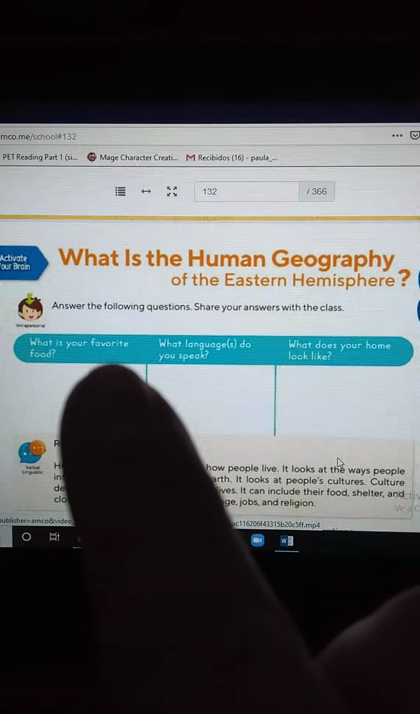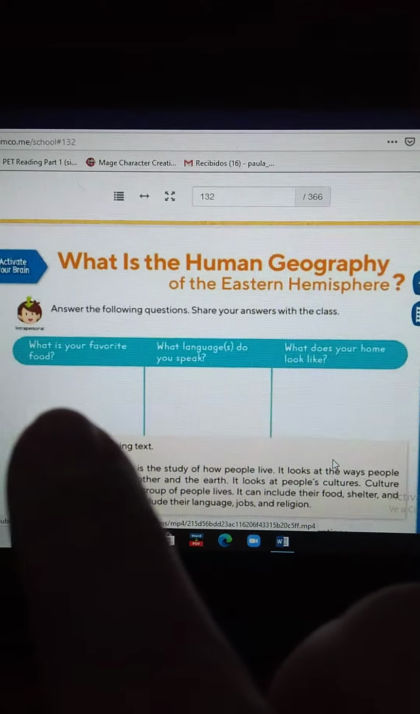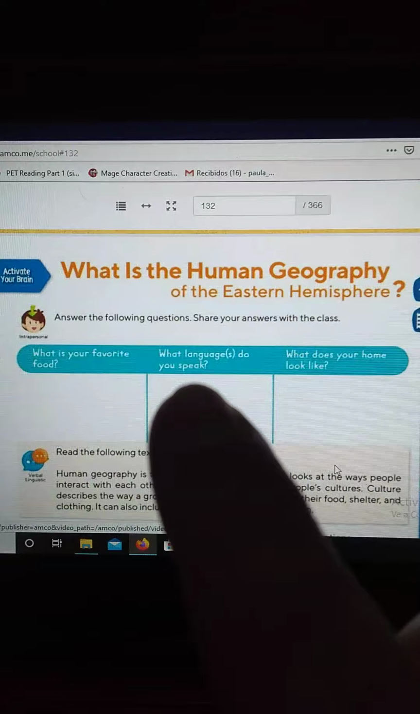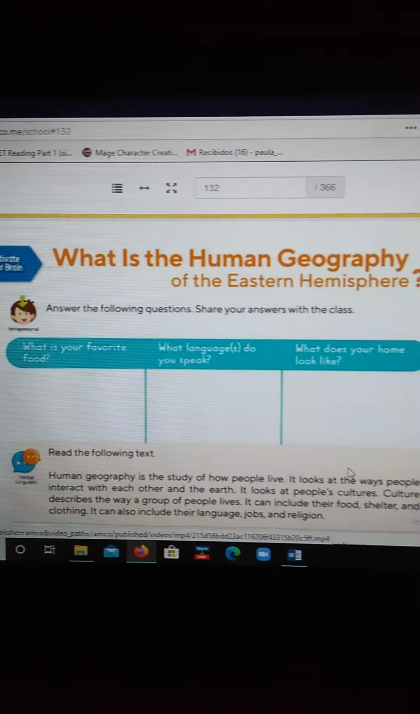What is your favorite food? Your favorite food. What language do you speak? Your mother tongue, okay? What does your home look like? In 3 sentences, describe your home, okay?